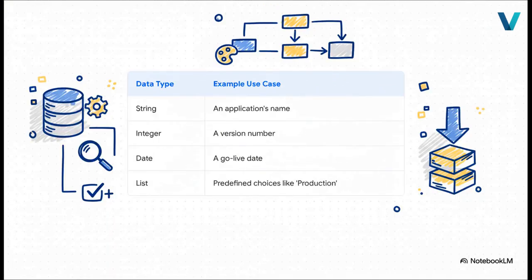So let's quickly break down what these data types actually mean. String is just for text. Integer is for whole numbers, so no decimals. Date is, well, pretty self-explanatory, and list, like we just talked about, gives you that controlled set of choices. Trust me, choosing the right type from the get-go is going to save you a ton of headaches down the road.